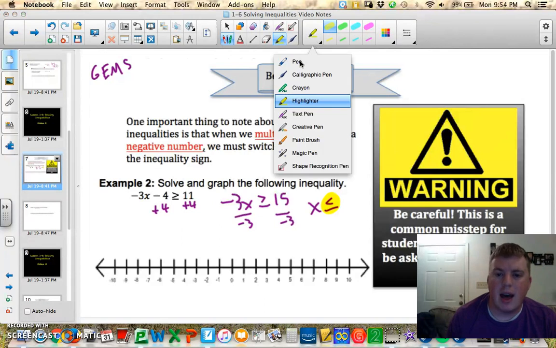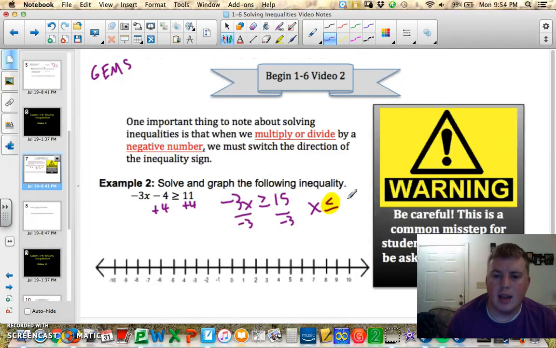So when we divide 15 by a negative 3, we are going to get a negative 5. On this one, notice we do have the line underneath it, so we're going to go down to negative 5, and we're going to fill in our circle. We're going to have a closed circle. And notice now that instead of pointing to the right like our original problem did, it's going to point to the left since we had to flip that sign. So we are going to draw the arrow to the left.